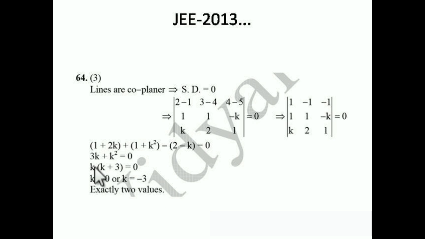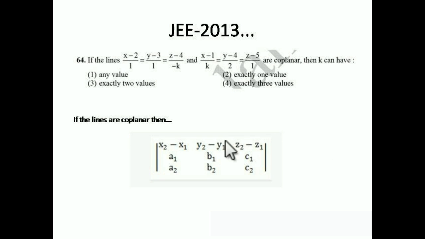So it comes out like this: 3k plus k square is equal to 0. So k is equal to 0 or k is equal to minus 3. That means two values. Okay, so exactly two values. So my answer, option number 3, is the right option. That is exactly two values. This is the right option, option number 3.